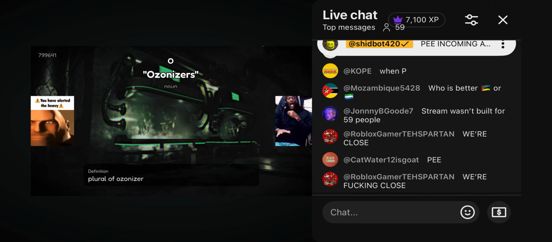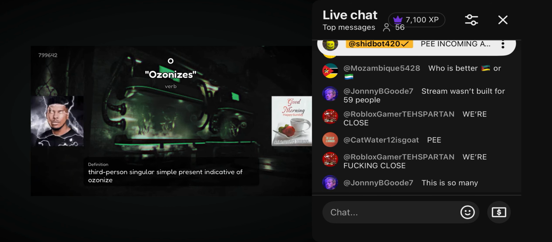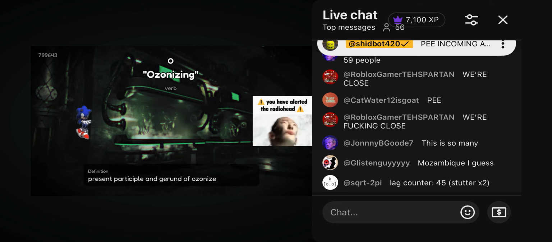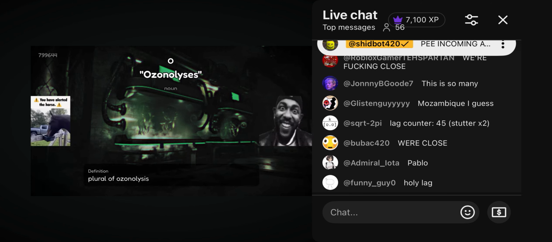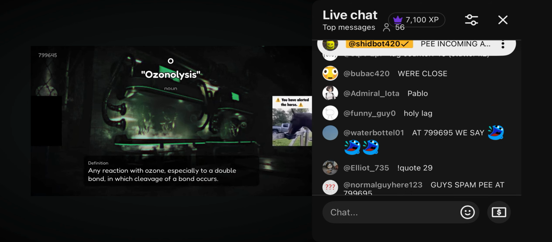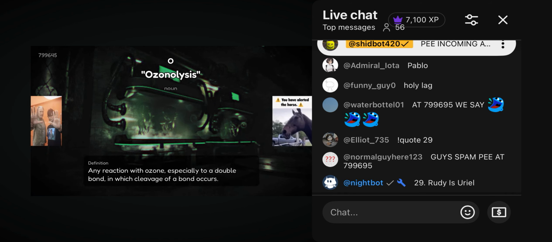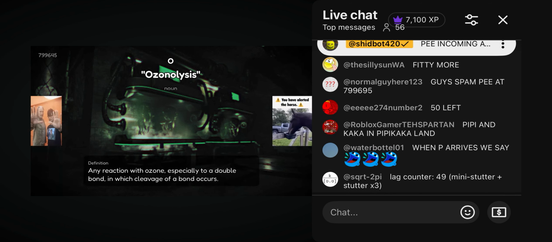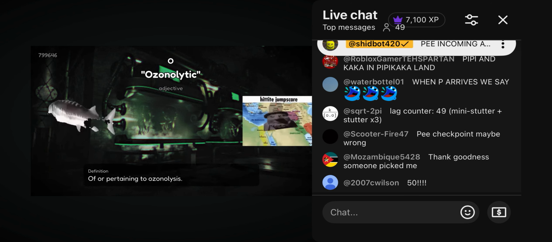Ozonizers, plural of ozonizer. Ozonizes, third person singular simple present indicative of ozonize. Ozonizing, present participle and gerund of ozonize. Ozonolyses, plural of ozonolysis. Ozonolysis, any reaction with ozone, especially to a double bond in which cleavage of a bond occurs. Ozonolytic, of or pertaining to ozonolysis.